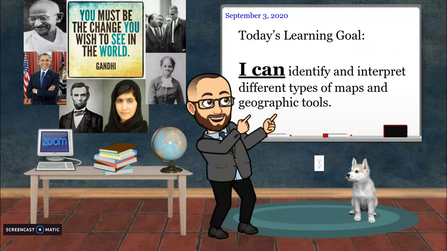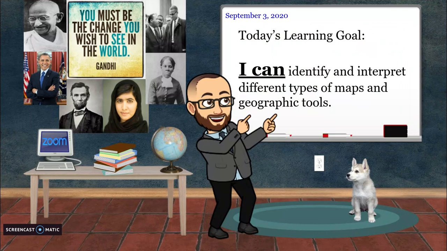So here's the lesson learning goal. This is what you should be able to do once we complete the lesson. You should be able to say this with confidence at the end. I can identify and interpret different types of maps and geographic tools. So let's break it down quickly. I can identify different types of maps and geographic tools.